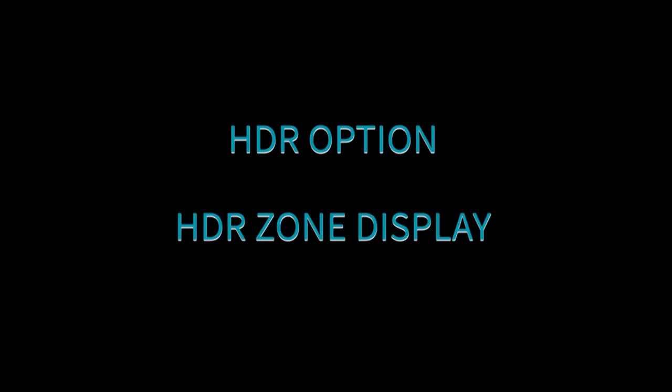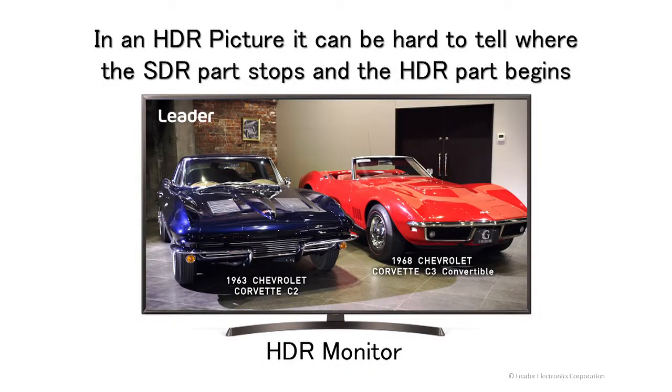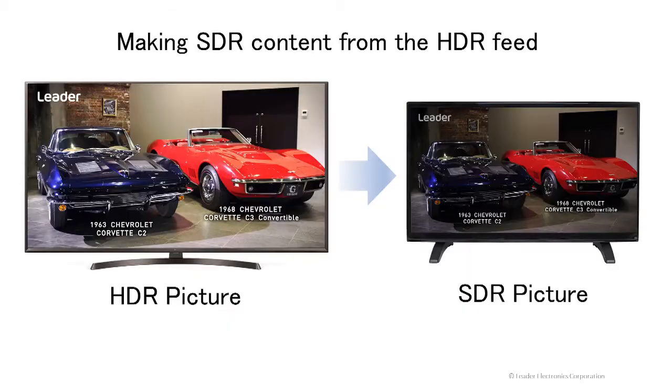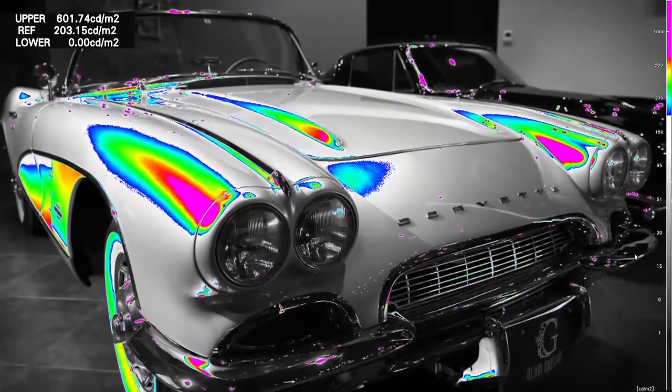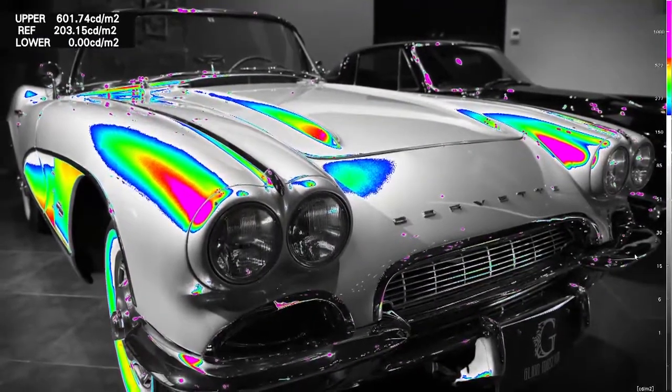We will show you how to use the HDR zone display. On an HDR monitor, it's hard to see what part of the picture is SDR and what part is HDR. When you need to make an SDR image out of an HDR image, you need to set the proper levels for each. You can see if you have the proper SDR and HDR levels by using the HDR zone display.